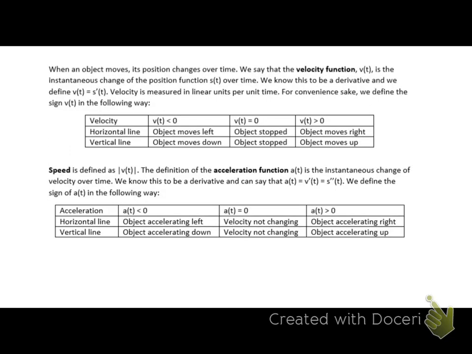This is section 12, function analysis, example 11. So now that you've learned about the first derivative test and finding where it's increasing and decreasing and local max and local minimum, we're going to apply the same ideas to linear motion.